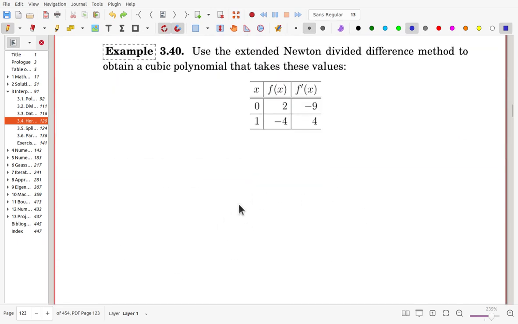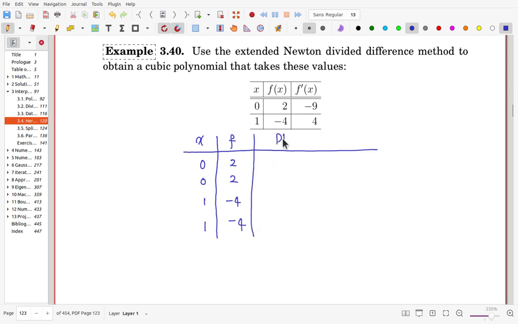Let's try to solve this example. Use the extended Newton divided difference method to obtain a cubic polynomial that takes these values. Okay, here, so that we start the divided difference table. There's the x value and f value here. Now that is x0, and this is x0 and x1. So here we duplicate: x0, x0, x1, x1. Now the function values, there's 2 and 2. At 1, the function value is now -4, -4. We duplicate in this way.